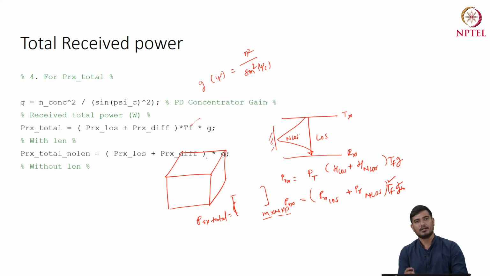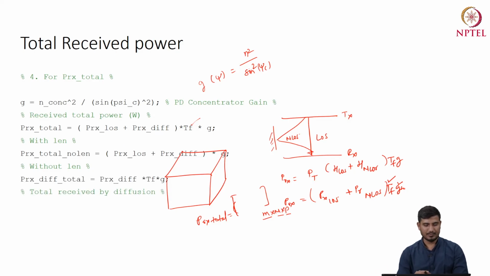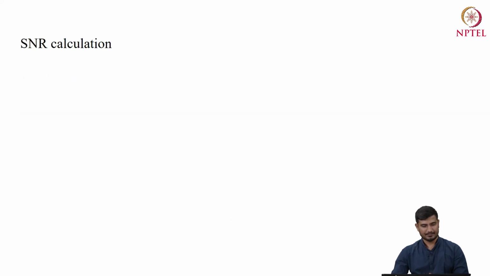So just to compare the received power, how it looks with lens and without lens. Obviously, without lens will be the worst one, and with lens you can get the improved received power. And this will be with the diffusion, because in the diffusion you are considering both line of sight and non-line of sight with a common reflectivity. So it will simply be P received diffuse multiplied with the respective lens gain.